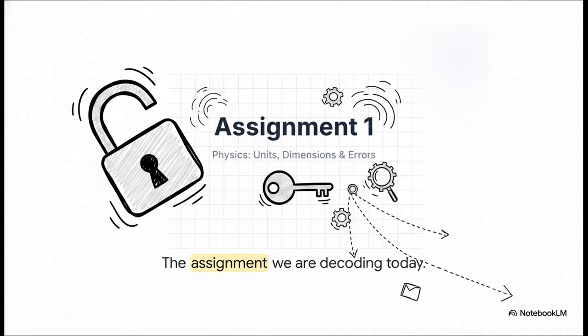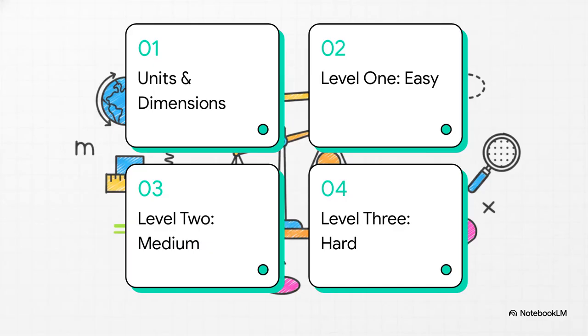At first glance, this assignment on units, dimensions, and errors just looks like standard coursework. But what we're actually looking at here is a document that hides the ultimate physics cheat code. Mastering these basics is absolutely crucial because it's the secret to making sure every other advanced concept you encounter down the road actually makes sense. Here's our level map for today. We'll start with the mechanics of units, dimensions, and errors. Then we'll hit level 1 with some easy questions, escalate things in level 2 with medium challenges, and finally we'll face the boss fight, level 3's hard questions.